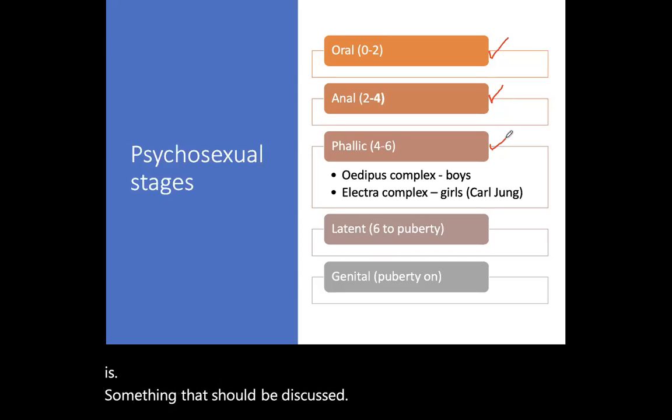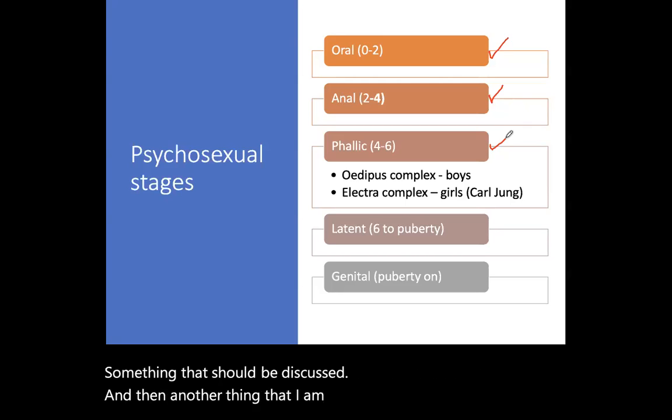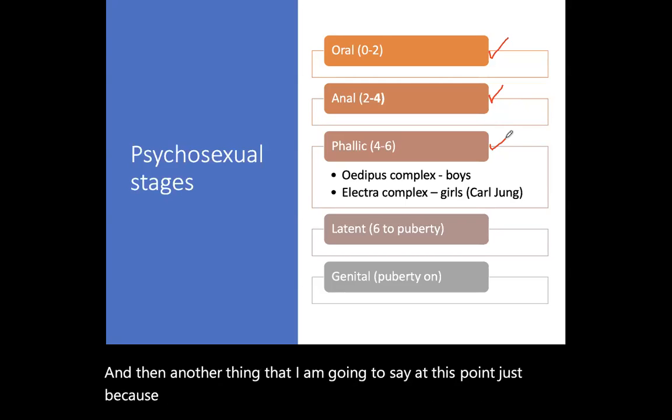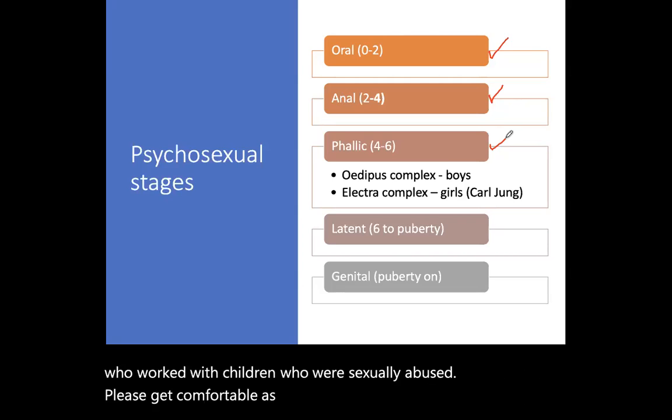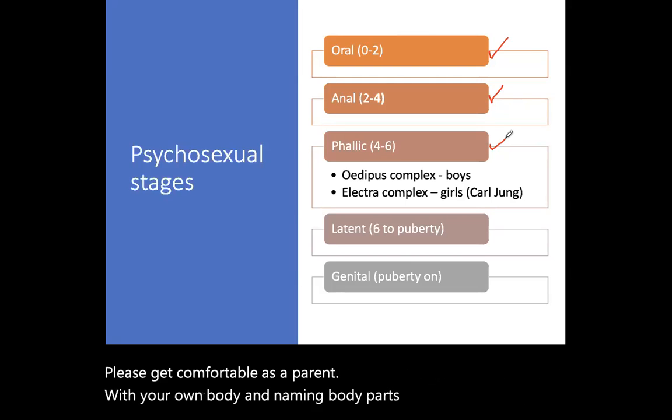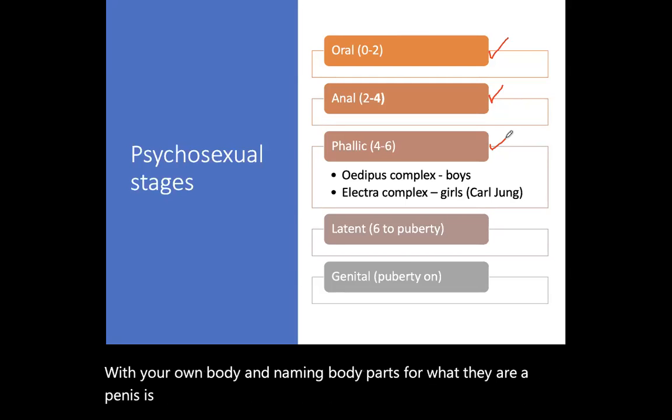And then another thing that I am going to say at this point, just because we're here, is that as a parent, and I'm saying this as a person who worked with children who were sexually abused, please get comfortable as a parent with your own body and naming body parts for what they are. A penis is a penis and a vagina is a vagina, okay?